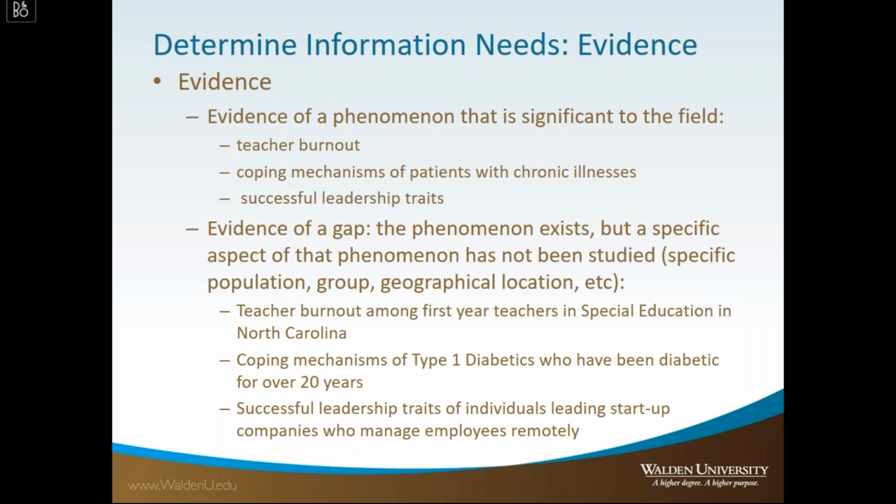So it could be a specific population or group or geographical location, a certain variable, etc. For example, a student might develop these large, high-level areas of interest into gaps such as teacher burnout among first-year teachers in special education in North Carolina, coping mechanisms of type 1 diabetics who have been diabetic for over 20 years, successful leadership traits of individuals leading startup companies who manage employees remotely.